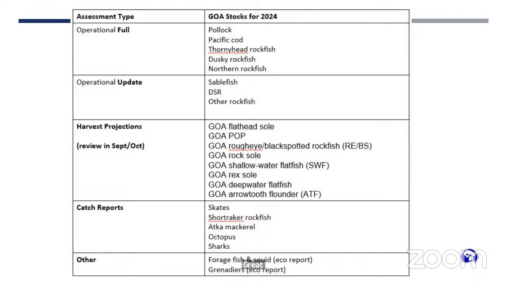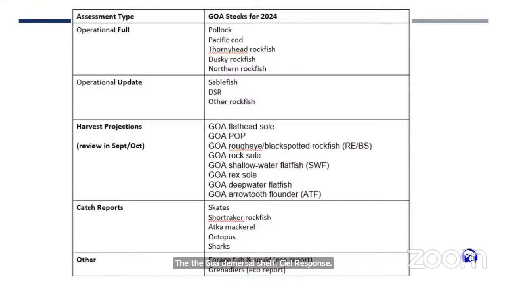There were a couple of other models. So that was for Thornyhead, Dusky, Northern. Those are my recommendations for those. I think we can do these all together. So the next one was the GOA demersal shelf rockfish CIE response and the model.